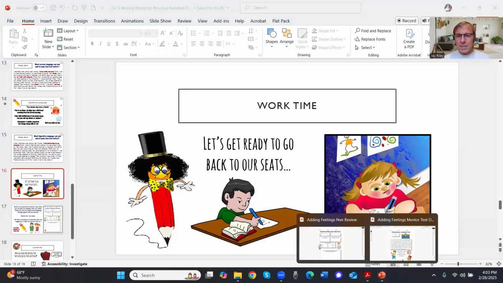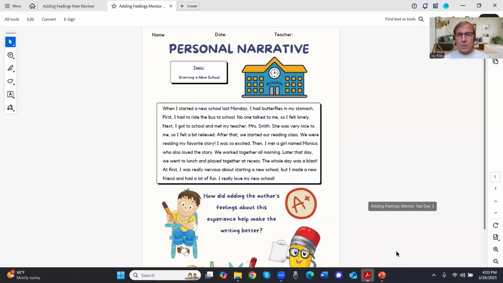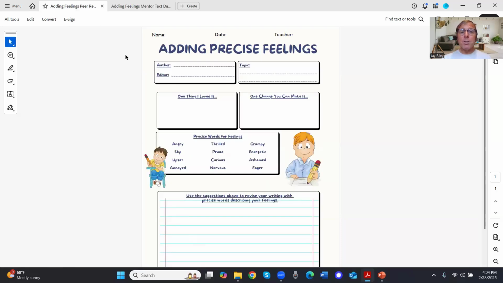So our students have the opportunity to see how our mentor text looks different now that we've added this precise language and language to share our feelings. And they get the opportunity to work together with their partners, read one another's essay, and make suggestions about how they can better share their feelings with their audience.